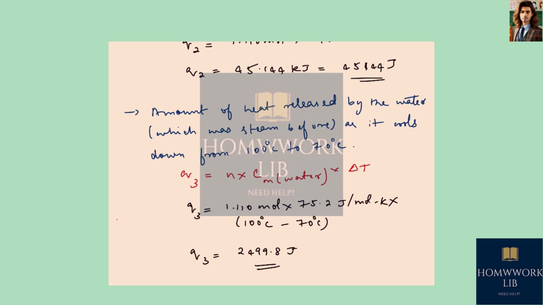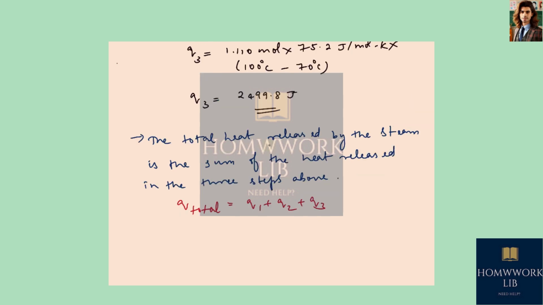Now we have to find Q total, that is the total heat released by the steam, which is the sum of the heat released in the three steps above. Q total equals Q1 plus Q2 plus Q3, which is equal to 1939.3 joules plus 45,144 joules plus 2499.8 joules. So Q total equals 49,583.1 joules. So we got Q total.